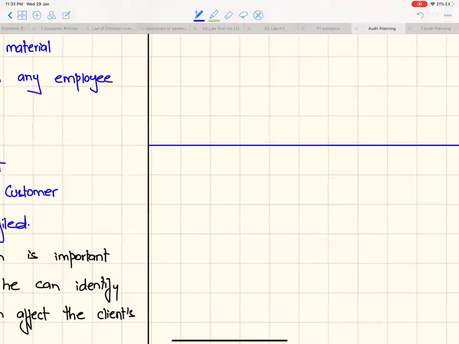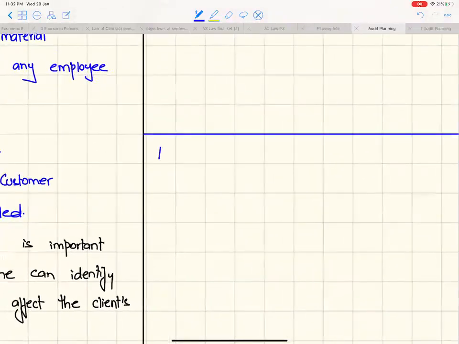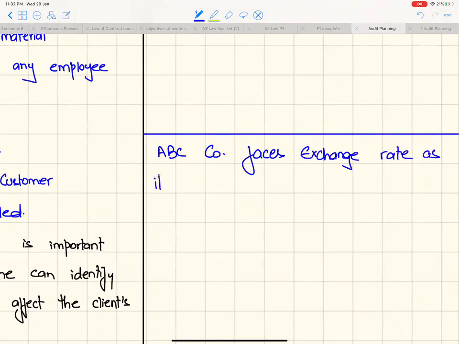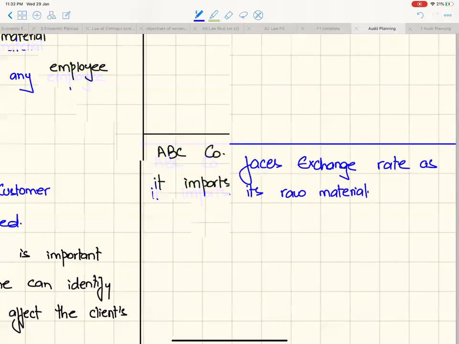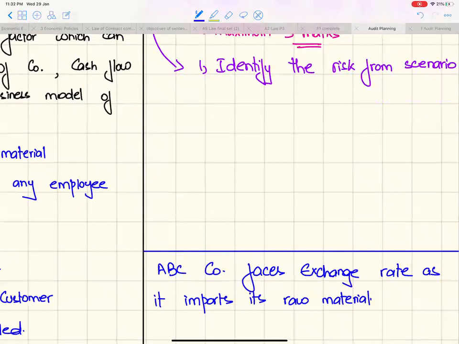So what is the identification process? For example, ABC company faces exchange rate risk as it imports its raw material. Now see, this is the first sentence in which you identify the risk. That you identified the risk that ABC company faces the exchange rate risk.